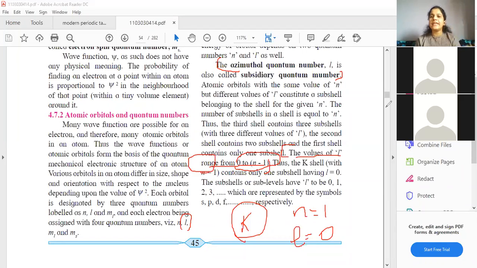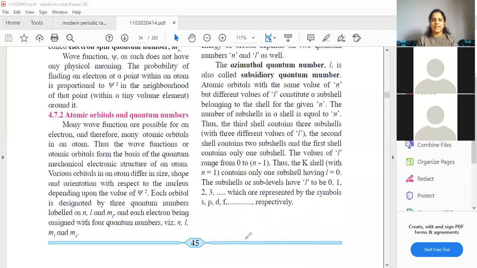Let me take one more example so that you all will understand it better. Next, we have L shell. Now, we know that for L, the value of n is going to be 2. The principal quantum number is 2, right? Yes or no? Just a minute.